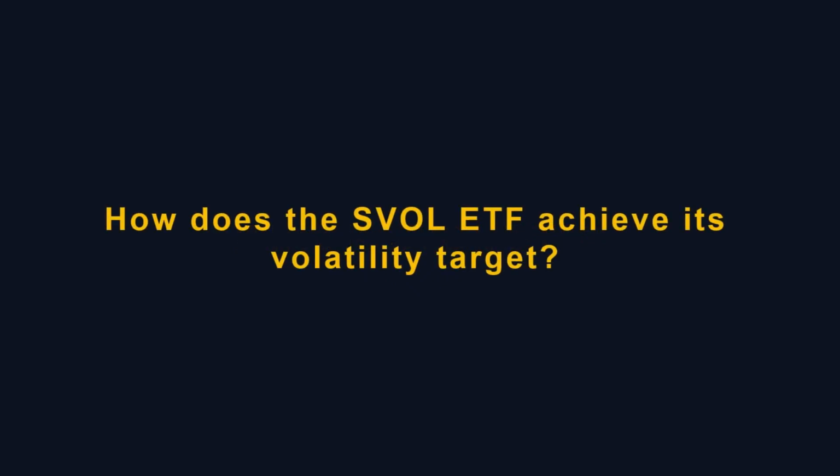How does the SVOL ETF achieve its volatility target? The SVOL ETF, Simplify Volatility Premium ETF, achieves its volatility target through a strategy known as options overlays. This strategy involves the use of call options and put options on VIX futures contracts. Here's a breakdown of how it works.